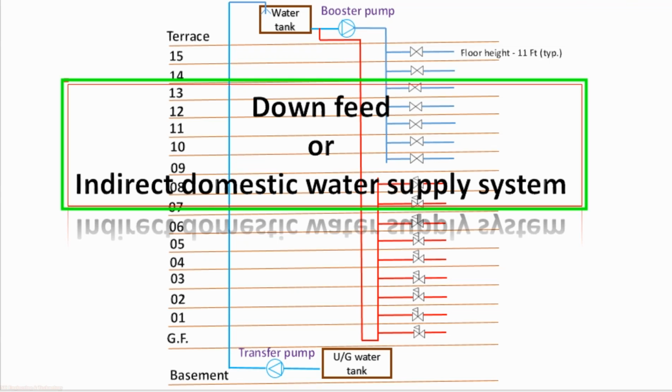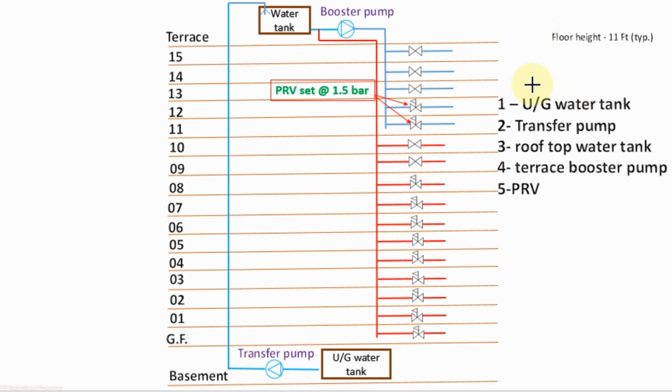In this video, we will study the most commonly used domestic water supply system for a high-rise building. We call it downfeed or indirect domestic water supply system. There are 5 major components of this system.